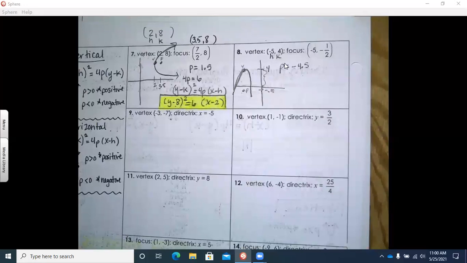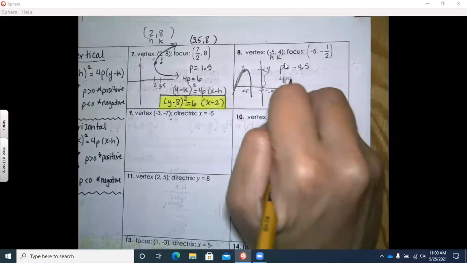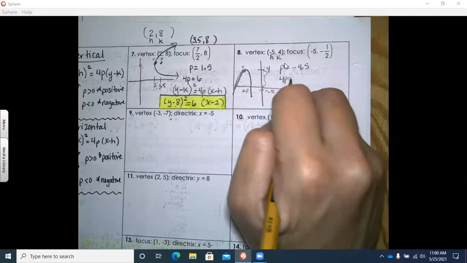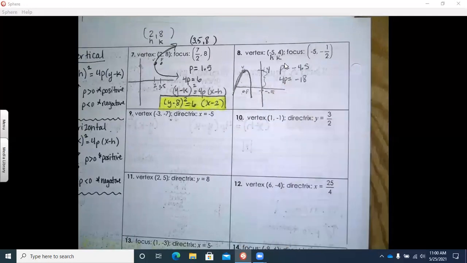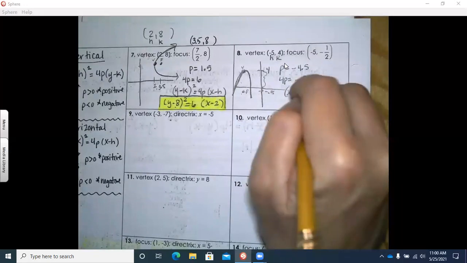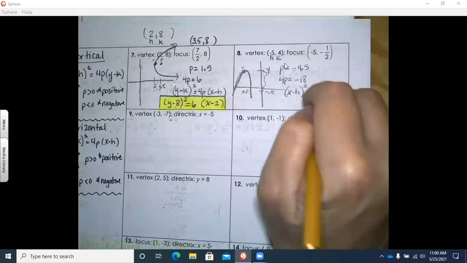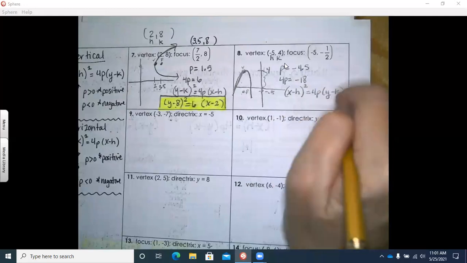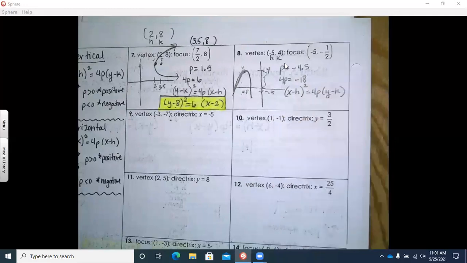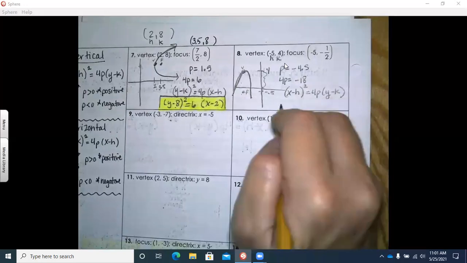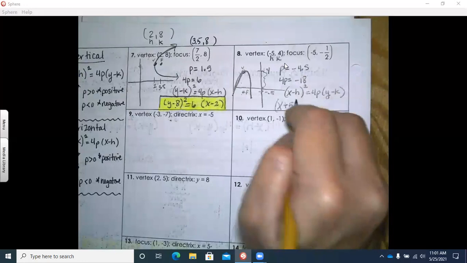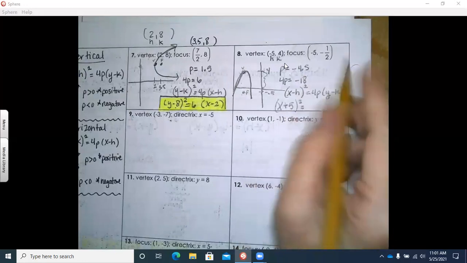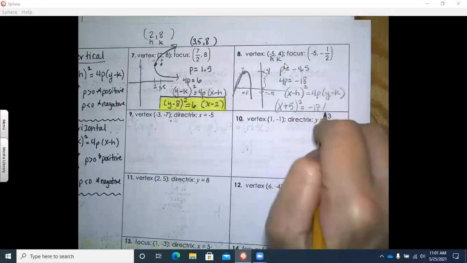So we need to know what 4p is. So 4 times -4.5 is going to give me -18. Now this opens down, so this is going to be a vertical parabola. So we use (x minus h) squared equals 4p times (y minus k). All right, so x minus h is going to be (x plus 5) squared equals -18 times (y minus 4).